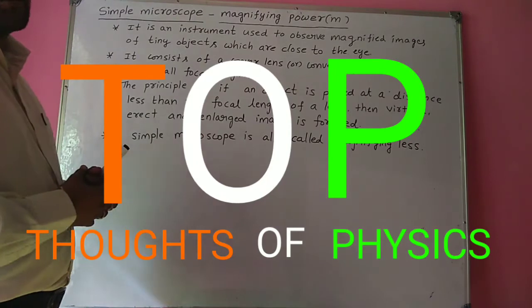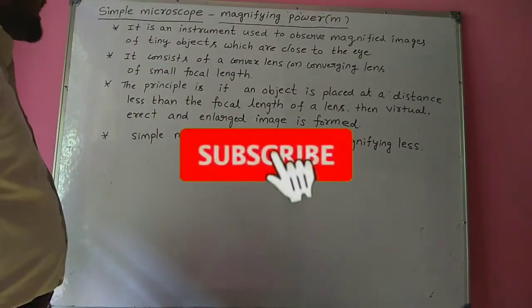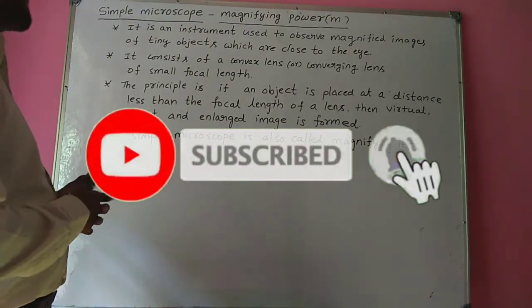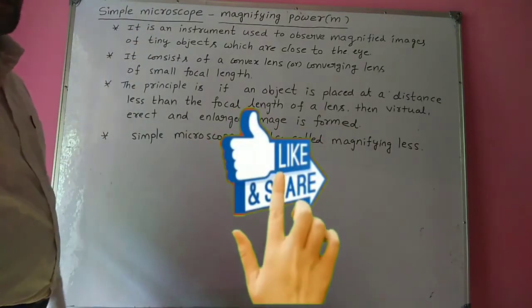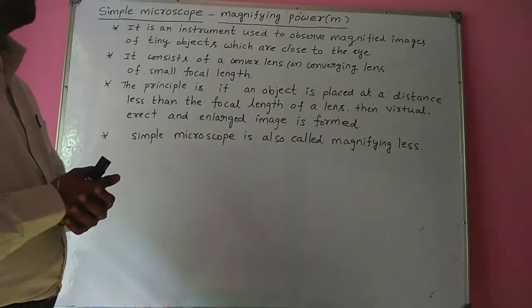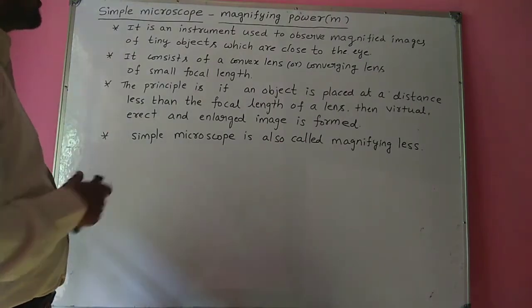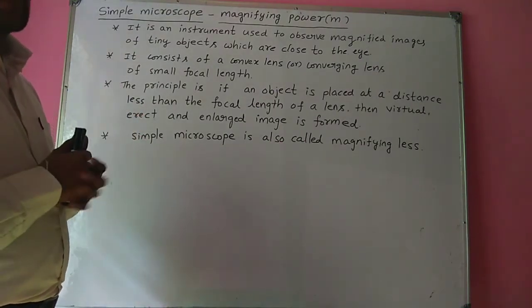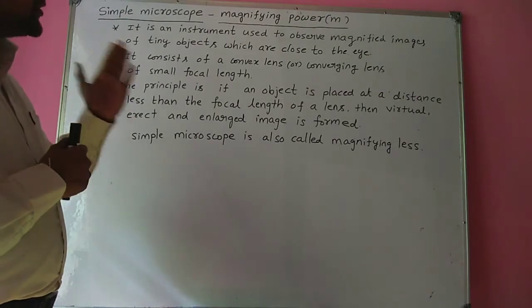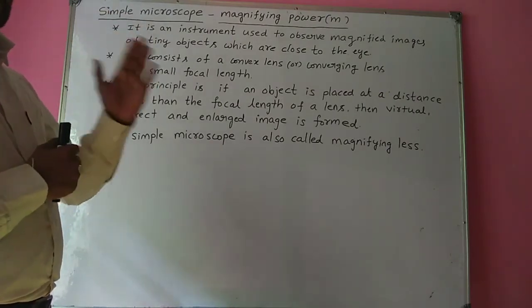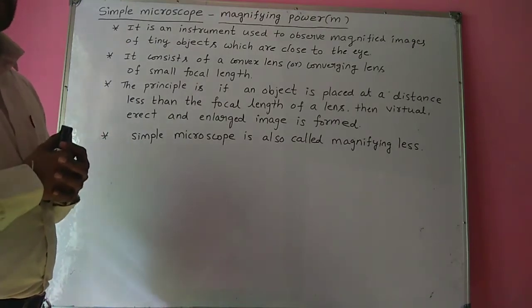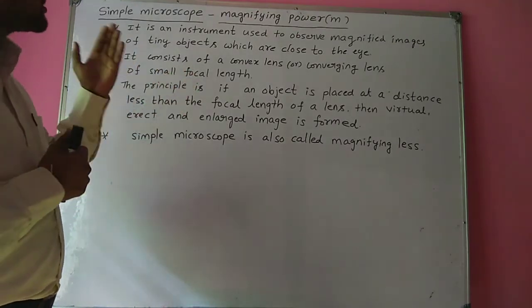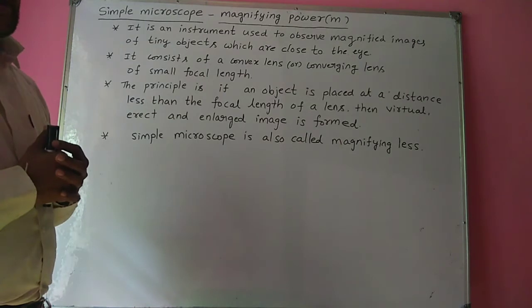The video series of ray optics. In this class, I am going to explain a simple microscope and its magnifying power. So first, what is a simple microscope? A simple microscope is an optical instrument or device. It is used to observe the magnified images of tiny objects which are close to the eye.